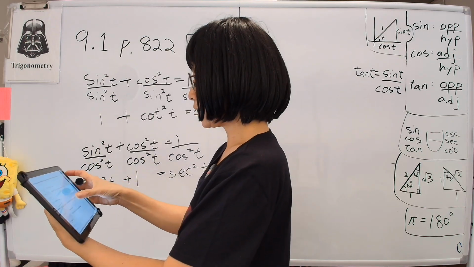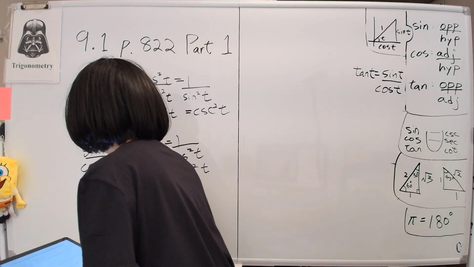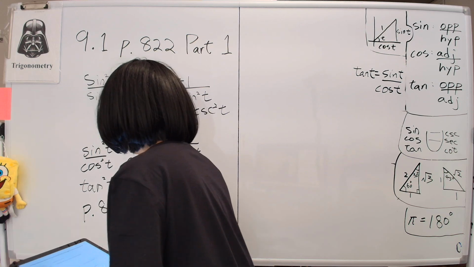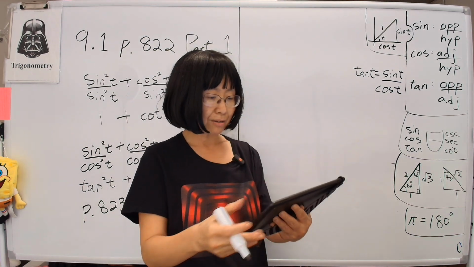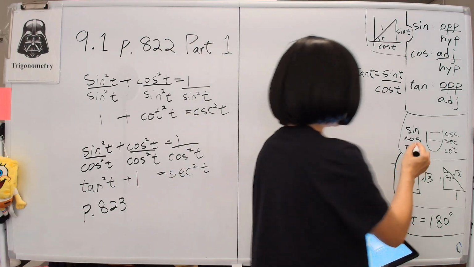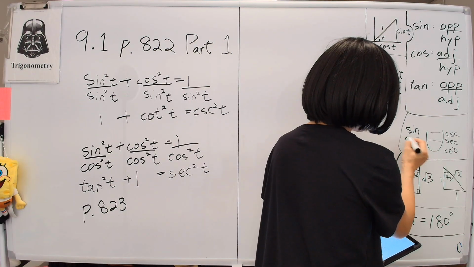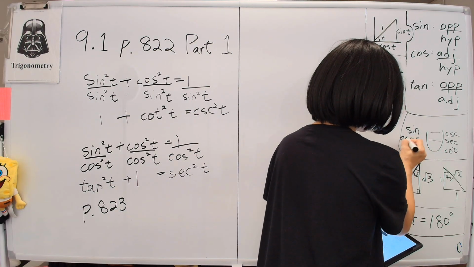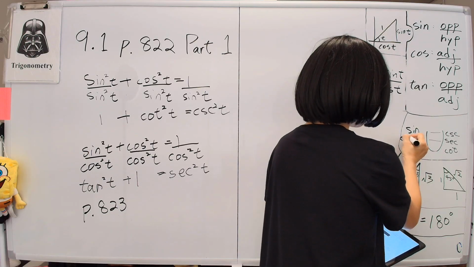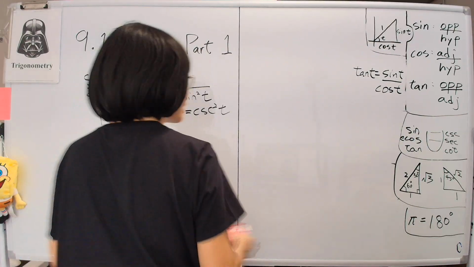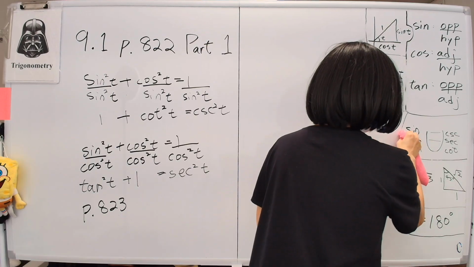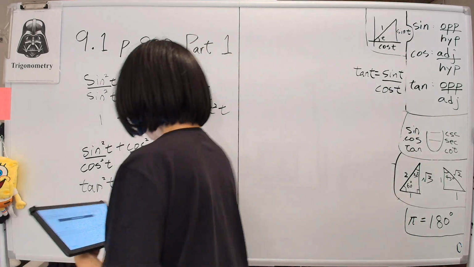I'm still on page 823. In the middle of the page, we have the odd-even functions. And now, as you can see, cosine is the even function, okay? And we'll write down the e here. Maybe that's confusing. I think I'll write down the e outside. So cosine is an even function.